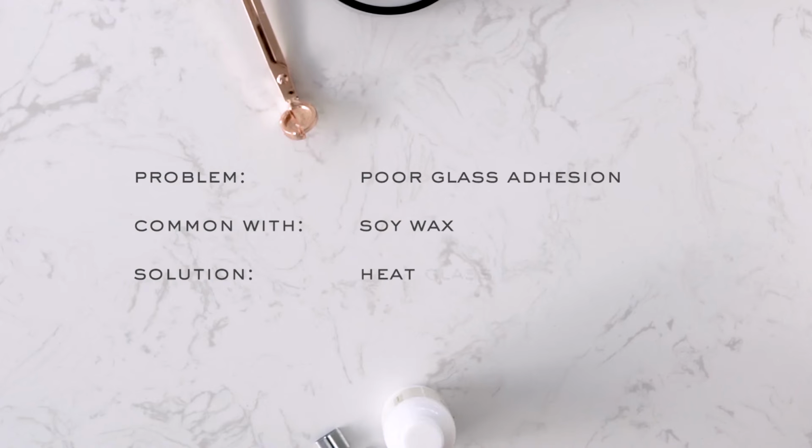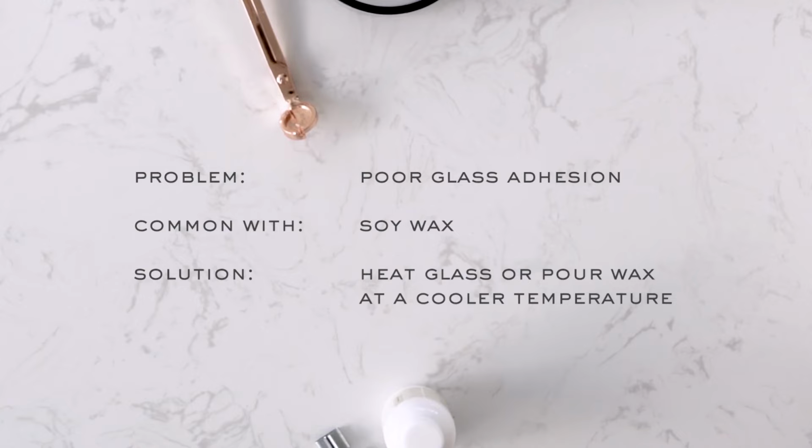Poor glass adhesion. This occurs when the wax pulls away from the glass caused by inaccurate pouring temperatures or rapid ambient cooling. This is most common with soy wax. To prevent poor glass adhesion, try heating your glass with a heat gun or in the oven, or pouring your wax at a lower temperature.